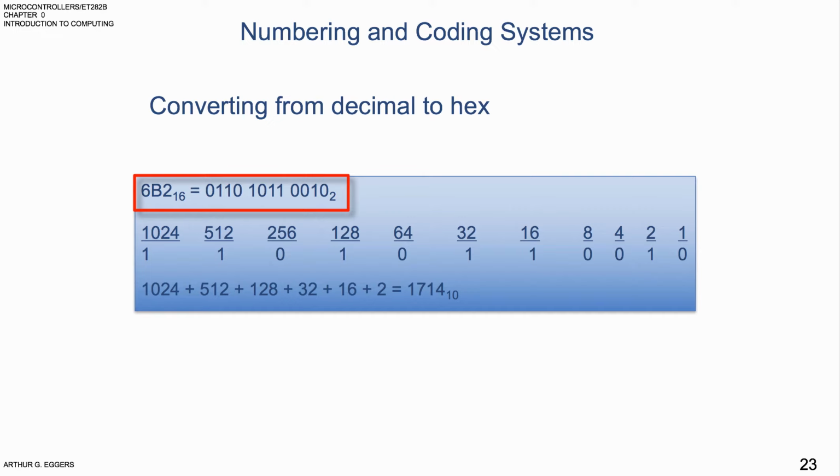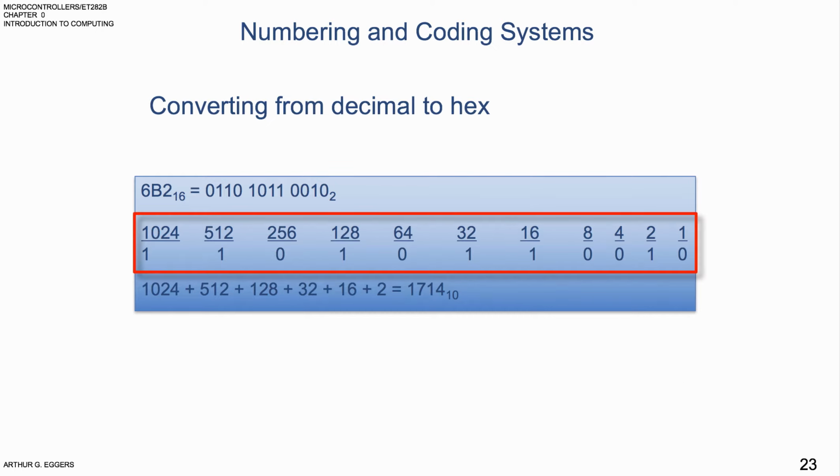So 6B2 then becomes the first set of binary digits, 4 bits: 0 1 1 0, and then 1 0 1 1, and then finally 0 0 1 0, most significant to least significant. If we take a look at those, we can see the weighted equivalents for each of them, discarding the first 0: 1 1 0 1 0 1 1 0 0 1 0.